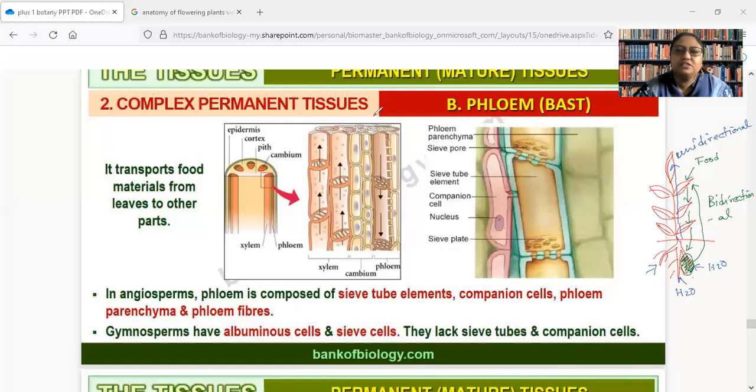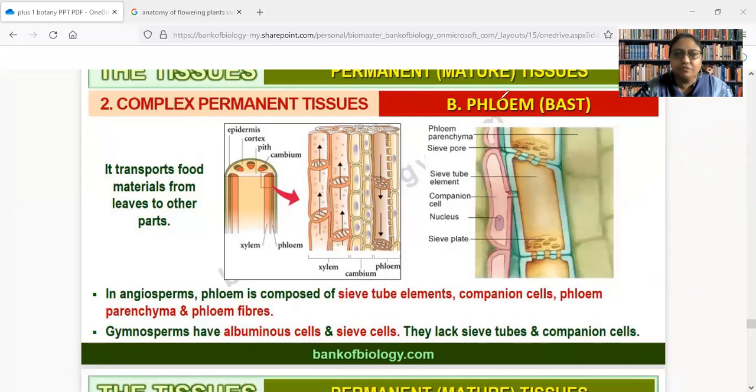Why food needs to be transported from down to top, top to down, in all directions. That's why transportation of food is bidirectional, whereas in case of water it is always unidirectional. So many a time people ask about the difference between xylem and phloem. You can mention it as one of the points.